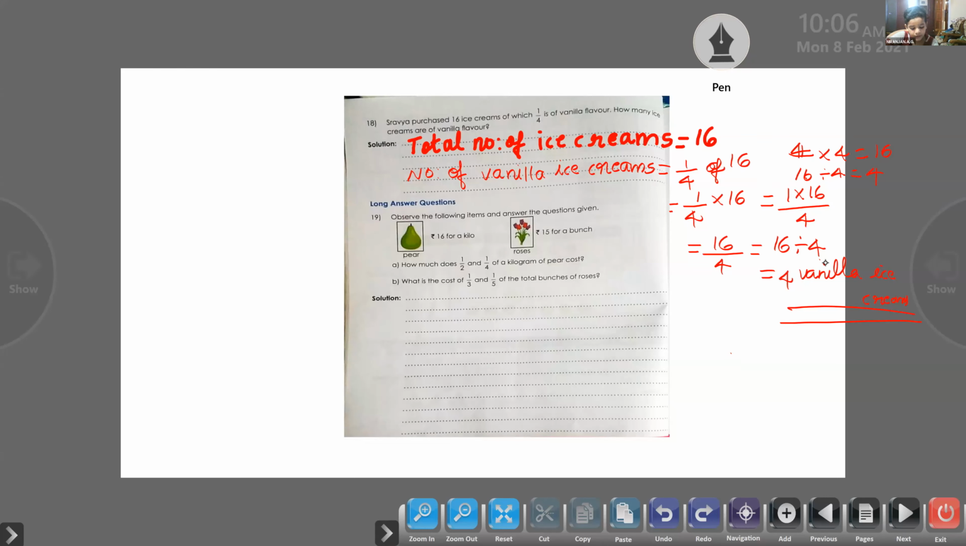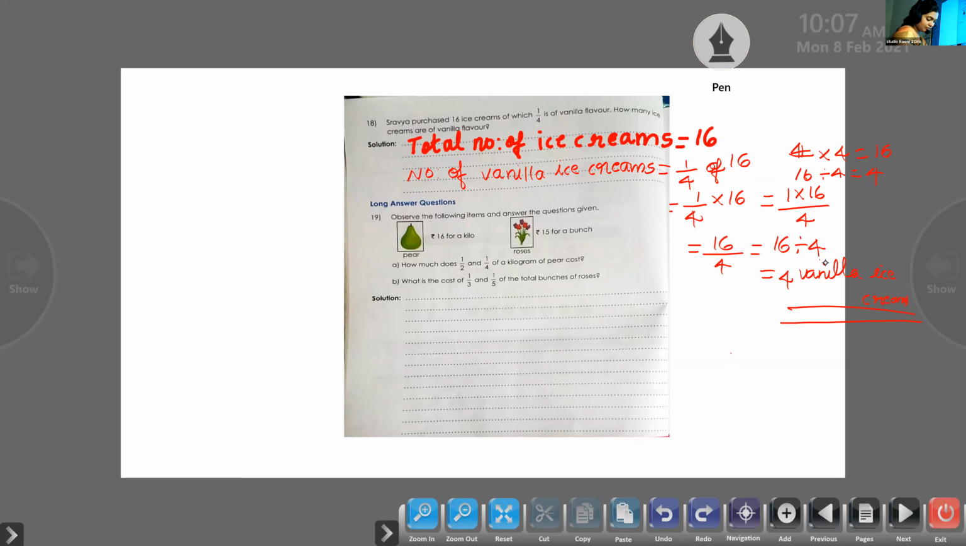Observe the following items and answer the questions given. It is given pear rupees 16 for a kilo and roses rupees 15 for a bunch. That is the price. For 1 kilo pear, it is rupees 16, and for one bunch of roses, it is rupees 15. Okay. What is the first question?